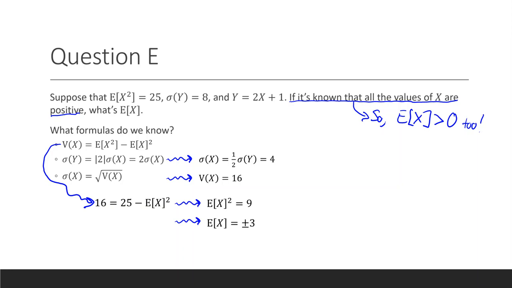But notice that we've been basically told that the expected value of x is positive. So therefore, only positive 3 is our answer. So the expected value of x is positive 3.